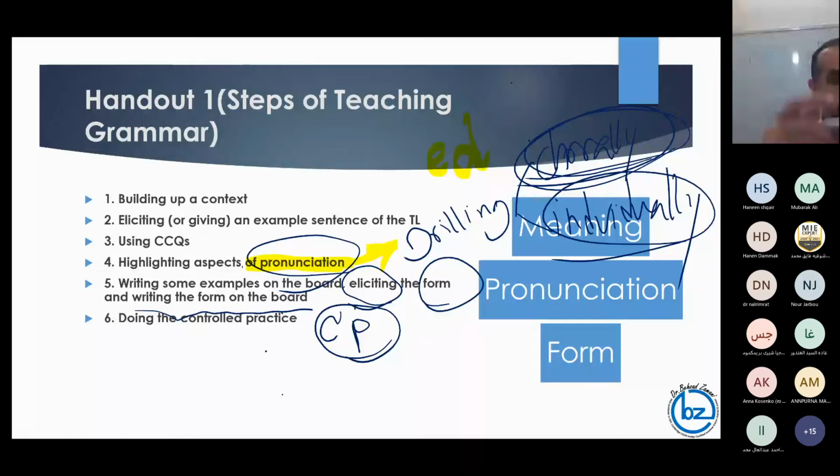And what's the purpose of the controlled practice? You just want to raise your students' awareness about the new structure, the new grammar. They are not going to produce anything here. They just need to understand the new structure better in both meaning and form.